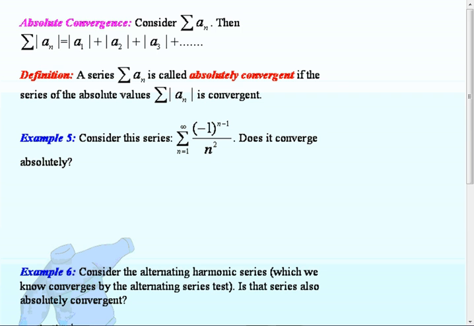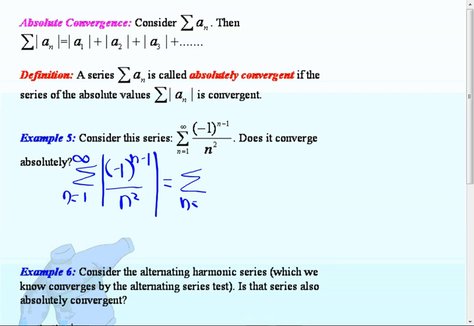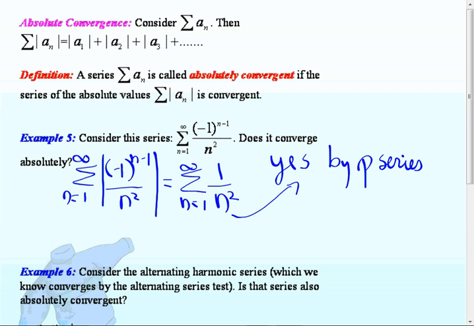Well, let's look at this one. Does this converge absolutely? So you do this. You put it as an absolute value, negative 1 to the n minus 1 over n squared, n is equal to 1 to infinity. Well, that's equal to this. If this converges, then this series converges absolutely. Does that converge? Yes, by the p series. You have to say that. You know that this converges by the p series, therefore that converges absolutely, by definition. If you need it. Usually you don't need it. We need it for the ratio test. You'll see why in a second.